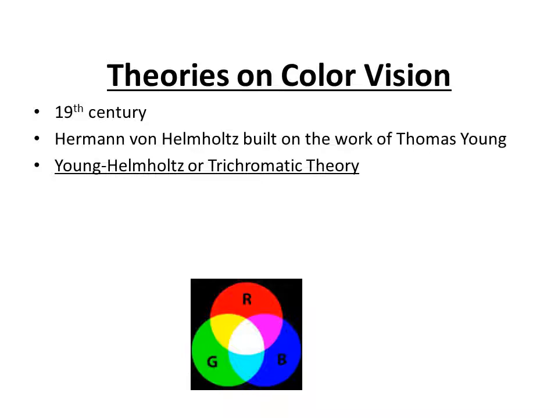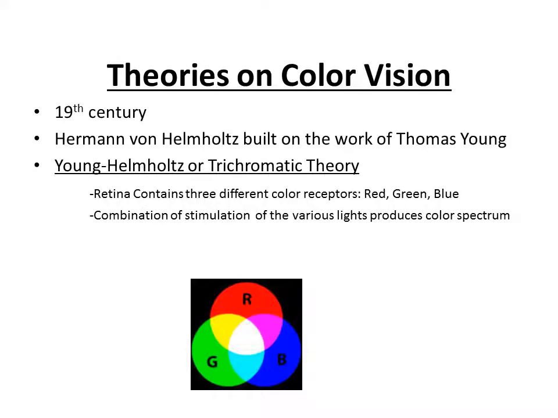So in the 19th century, Hermann von Helmholtz, building on the work of Thomas Young, came up with this theory. He believed that the retina contains 3 different color receptors: red, green, and blue. Combinations of the stimulation of the various light receptors then produce the color spectrum. So he believed that if we combine red and green, it's going to make a yellow component, and if we combine the light spectrum of red and blue, it's going to make a purple component. If we combine all of them, since we're looking at light, it's going to create a white color.